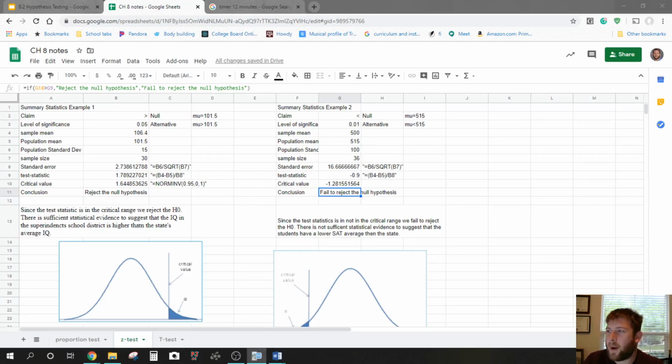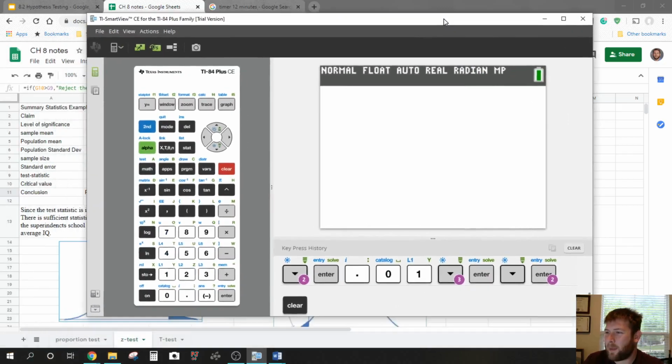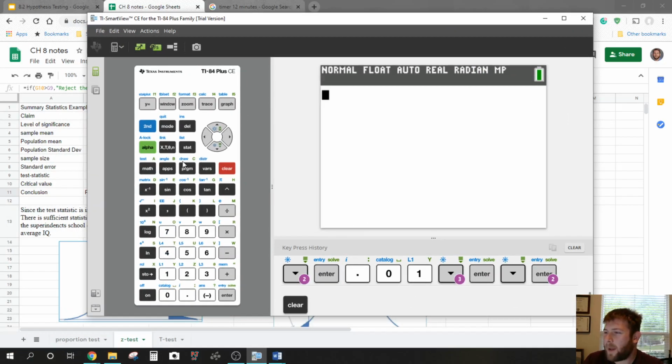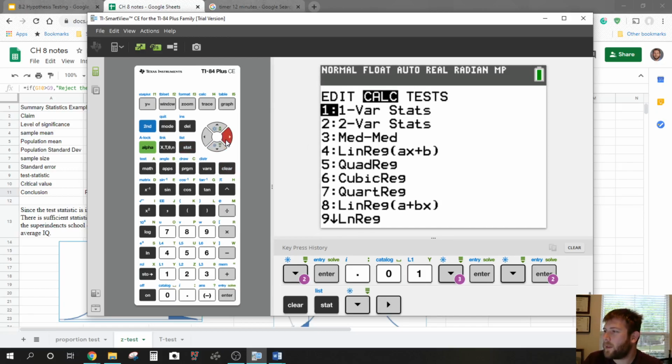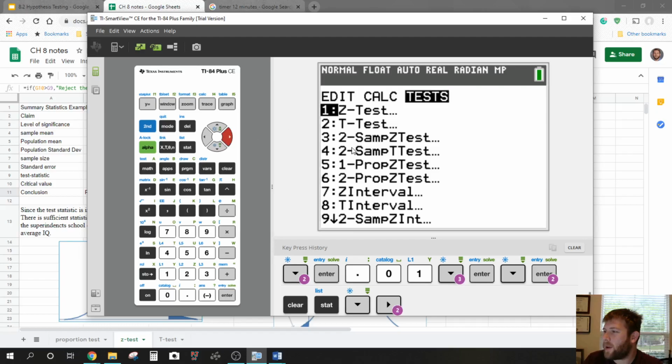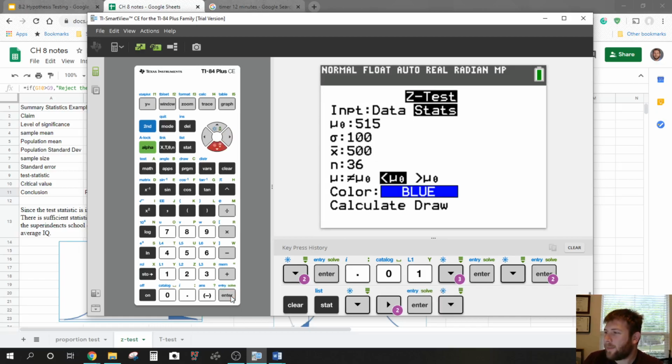So what I'm going to do now, because it is a Z test, because our sample size is appropriate, and we know the population standard deviation, we're going to push STAT. We're going to go to TESTS, the same place where we found confidence intervals. And then you'll notice there's our test right here. We're going to be using 1, 2, and 5 for our tests. So we're using a Z test. Our mu is 515, standard deviation is 100, sample mean is 500, sample size is 36. We're calling it a less than situation, and we're going to calculate.